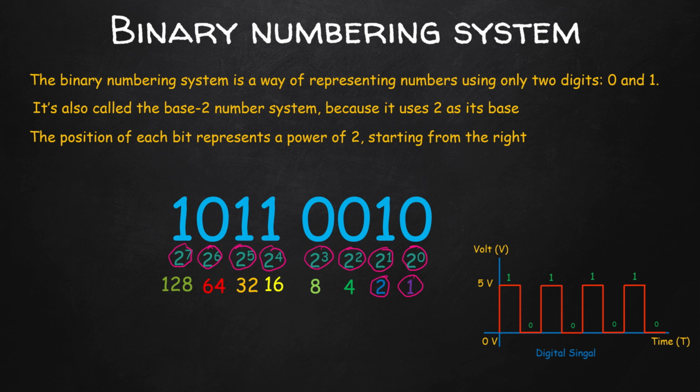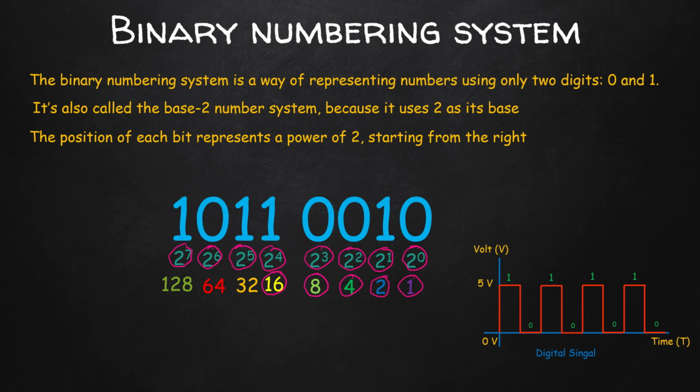Then the third one is 2 with the power of 2. That means the number 2 should be multiplied 2 times. That means 2 into 2 is equal to 4. Next one, 2 with the power of 3. That means the number 2 should be multiplied 3 times. That means 2 into 2 into 2 is equal to 8. Then the fourth one, 2 with the power of 4. Multiply the number 2 4 times, then we get 16.